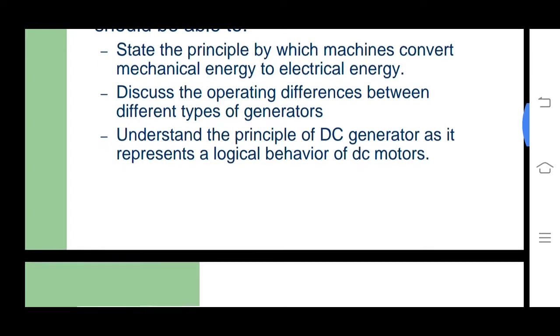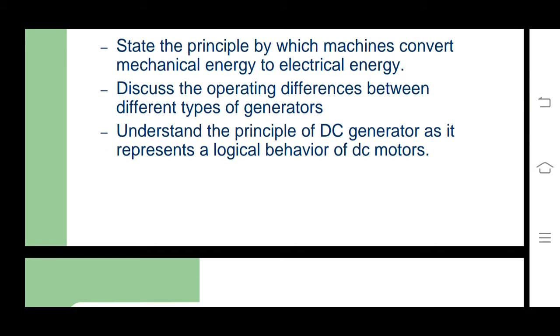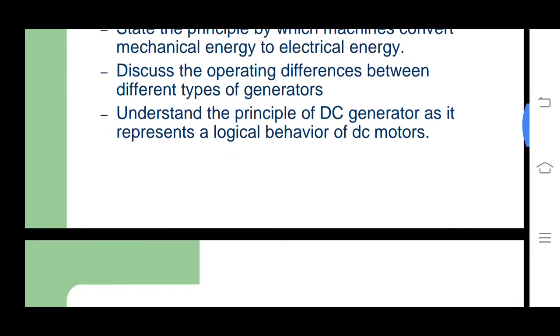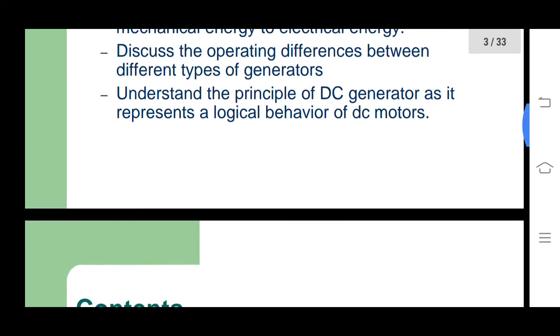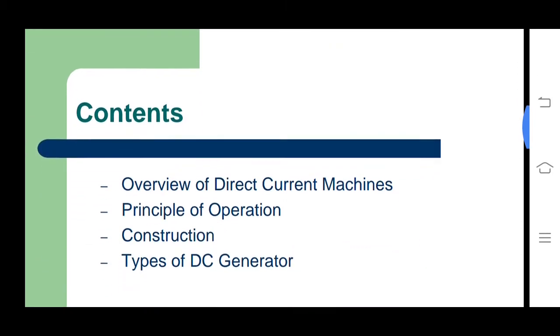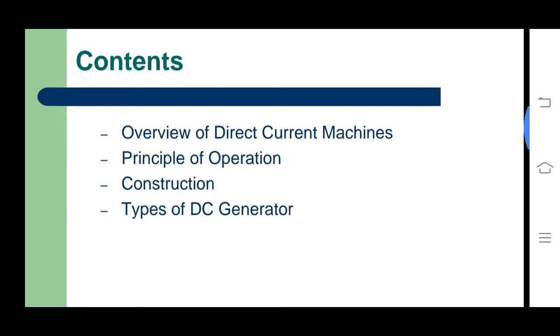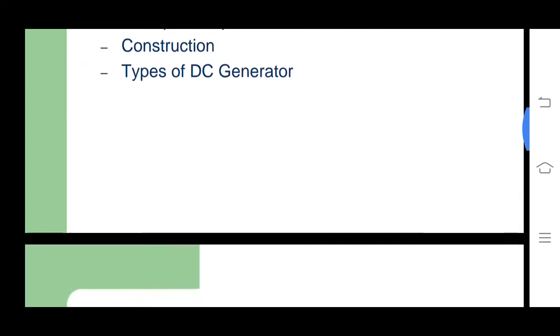And discuss the operating differences between the different types of generators, and understand the principle of the DC generator, as it represents the logical behavior of a DC motor. By comparison of this topic, we can learn how a DC generator converts mechanical energy to electrical energy. Overview of direct current machines: principle of operation, construction, and types of DC machines.